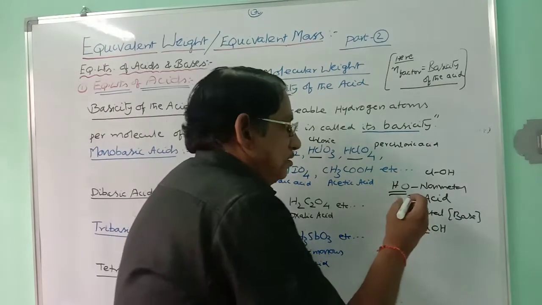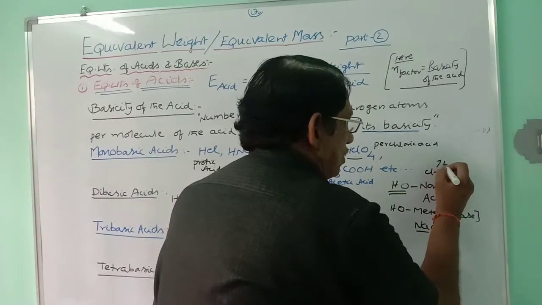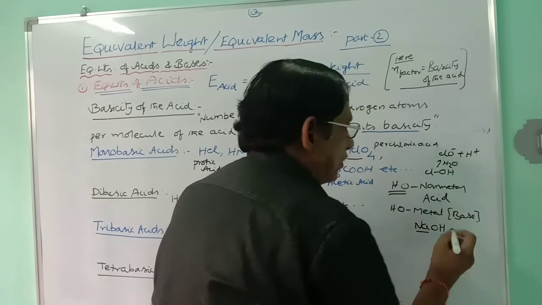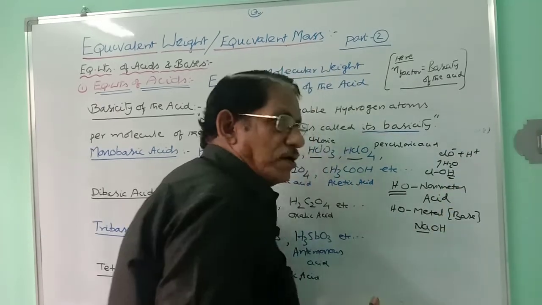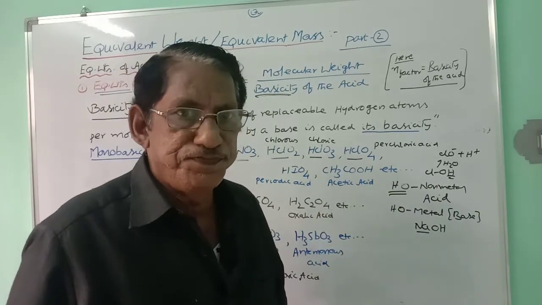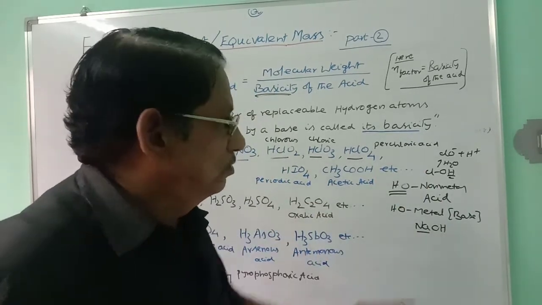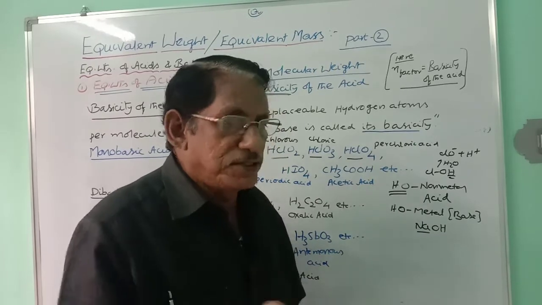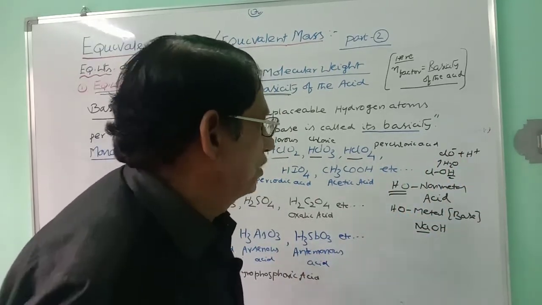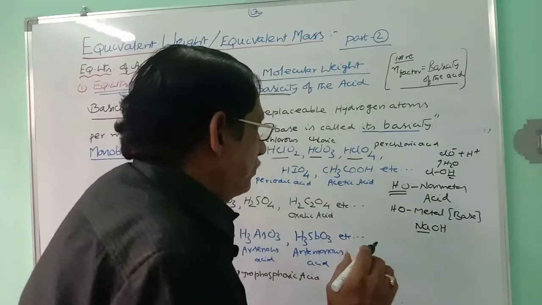And here, when ClOH is dissolved in water, it dissociates into ClO minus plus H plus. H plus is obtained in the form of a proton when dissolved in water. So this is hypochlorous acid, a monobasic acid. Only one H is there, which can be replaced by a base. With NaOH, you will get NaClO, sodium hypochlorite.